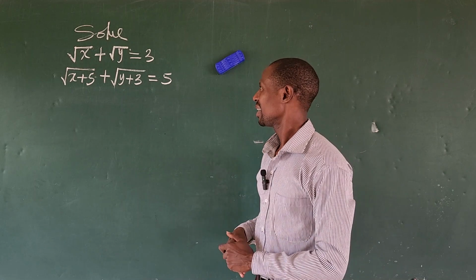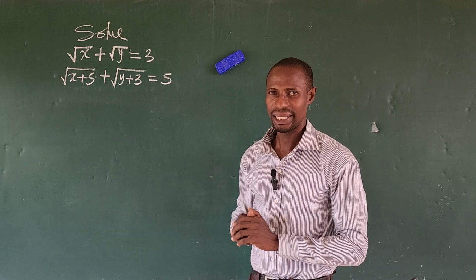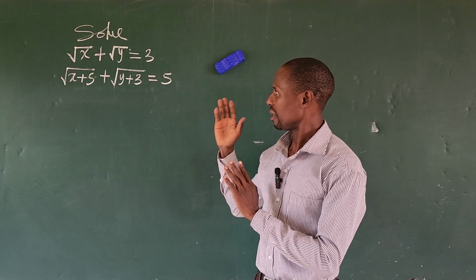It's an Olympiad challenge, and how do we solve for a pair of x, y that satisfy this system of equations?